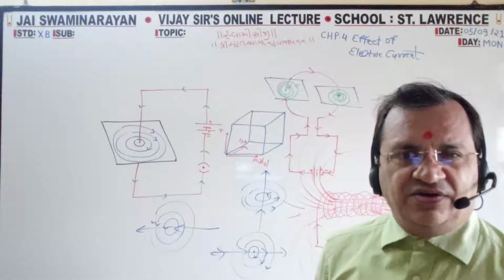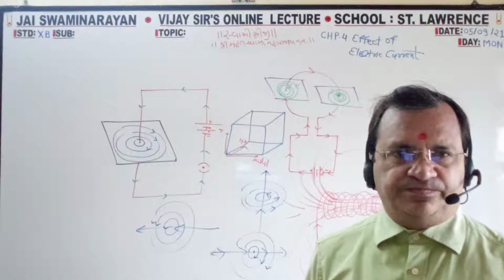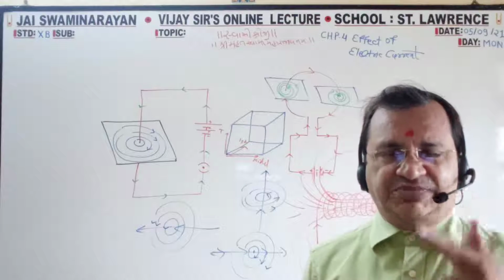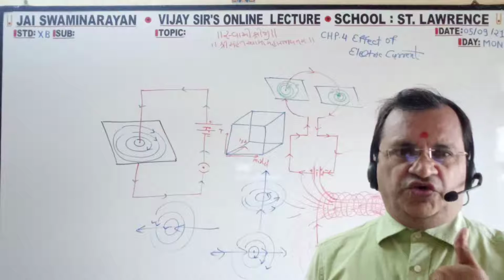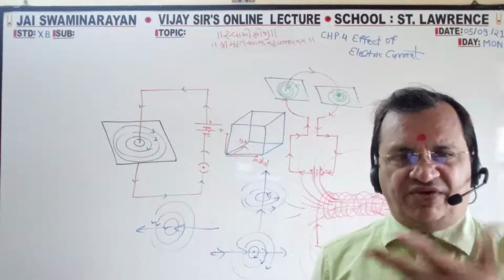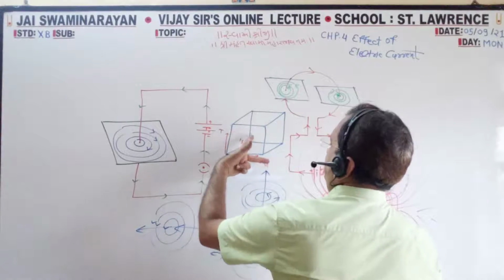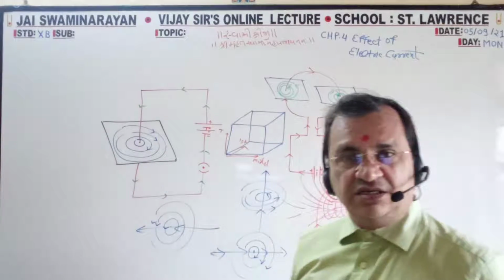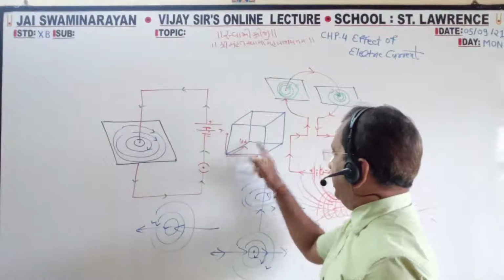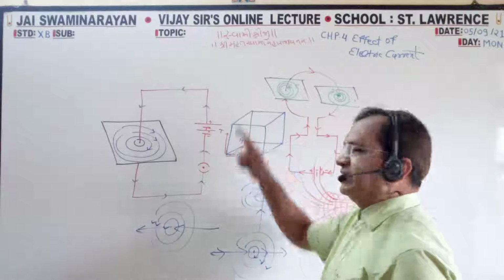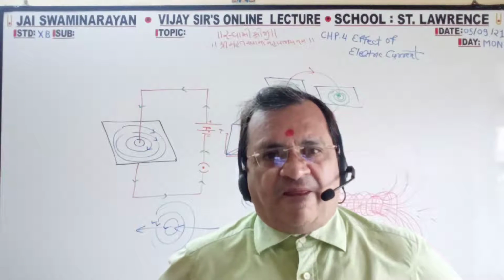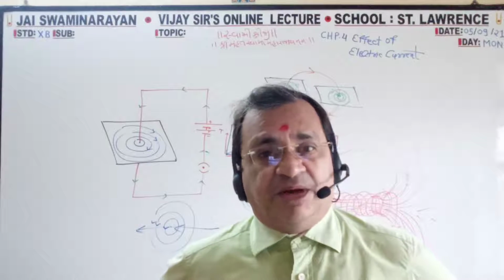Left hand Fleming's rule. First, you have to write the arrangement of three fingers: thumb, first finger, middle finger. All three are arranged at right angles, perpendicular to each other. This is perpendicular to this, 90 degrees. This is perpendicular to this, 90 degrees. This is perpendicular to this, 90 degrees.